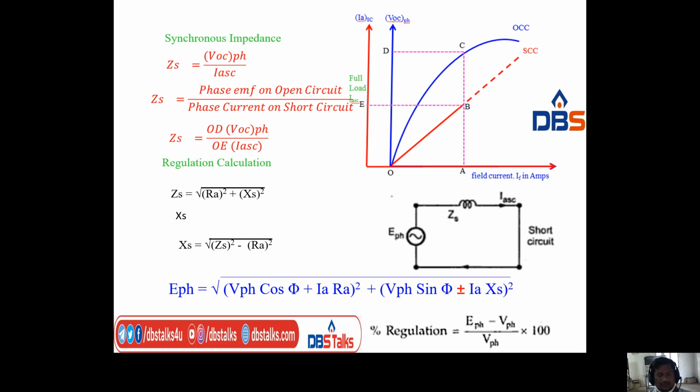Therefore the phase voltage E phase is equal to square root of (V phase cos phi plus IARA) whole square plus (V phase sin phi plus or minus IAXS) whole square. Plus is for lagging power factor, minus is for leading power factor. Then we calculate the E phase value, therefore the percentage voltage regulation is E phase minus V phase by V phase into 100. ZS is equal to OD by OE, or AB, whatever it is.